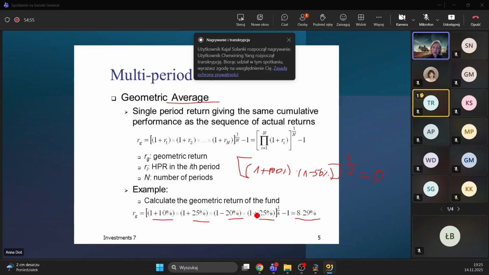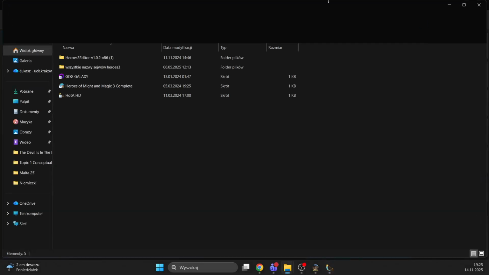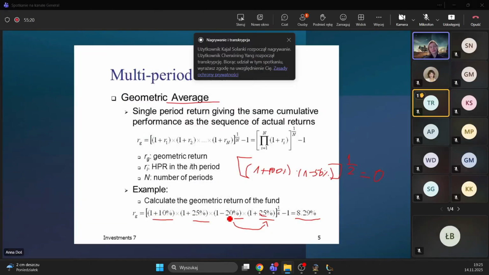And when we earn the next period from this one, we earn 25%, but not on the amount of money that we had at that moment. We earn this 25%, but on the amount of money that is reduced due to the negative return that happened earlier. So if we want to calculate some central tendency for returns with the compounding effect, and if we consider time series, it is much better to use geometric average.